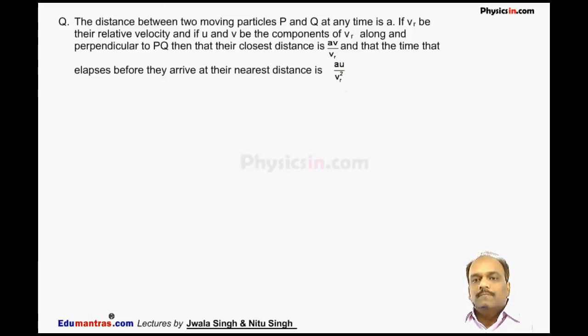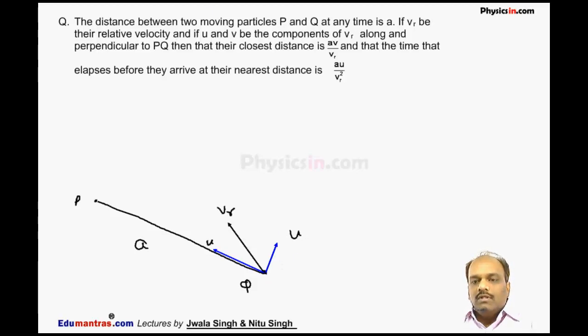Now we'll solve this question like this. Suppose this is particle P, this is particle Q situated at distance A. The separation between this P and Q is A. Now the relative velocity between P and Q is Vr. Now we are assuming this Q to be moving and P to be stationary. With respect to P, this Q appears to be moving like this with a speed of Vr. So it is Vr. The component of this Vr perpendicular to this line PQ is U, and along this line it is V. It is given.